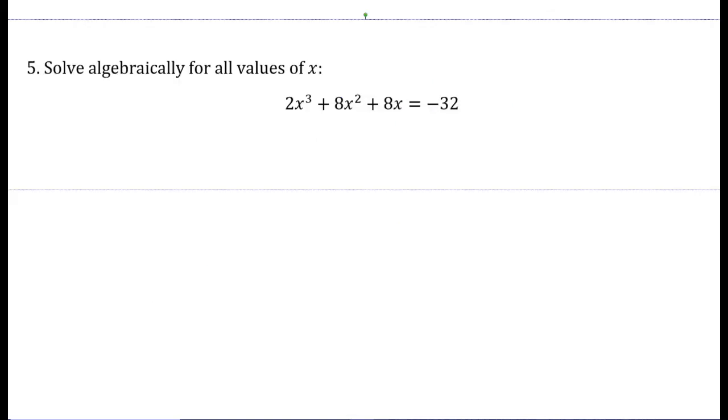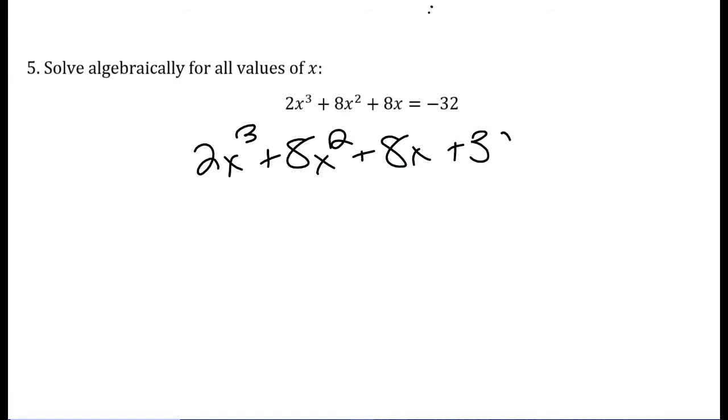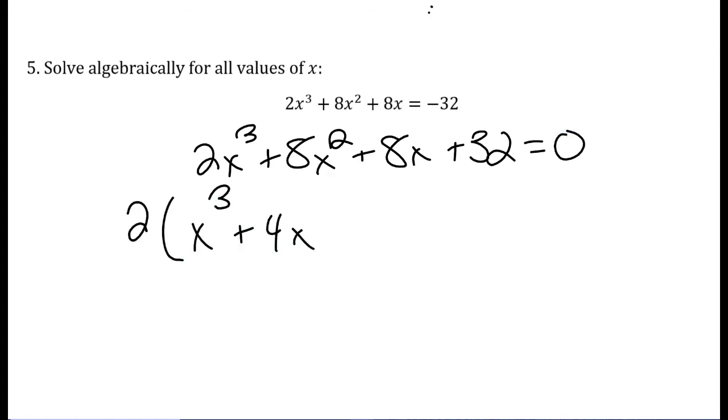Solve algebraically for all values of x. Well, I see a polynomial equation sitting in front of me, so I'm going to set it equal to 0. So I'm going to add over 32. Now, before I try to factor this, I'm going to say, wait a minute, there's a GCF of 2 here, so let's take out a 2. If you didn't take out this 2 now, you would have had to take it out later in the problem. But I think it's easiest just to take it out now.